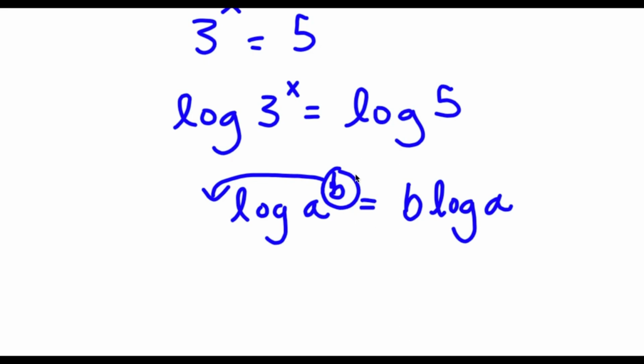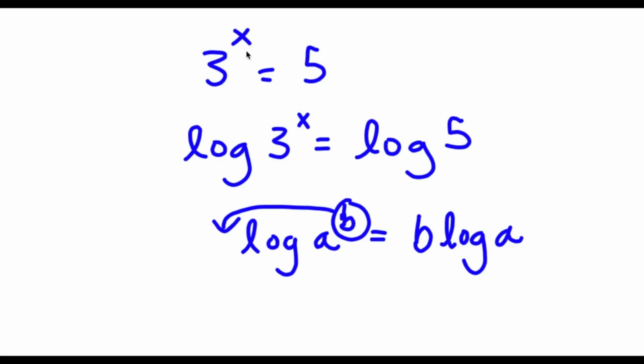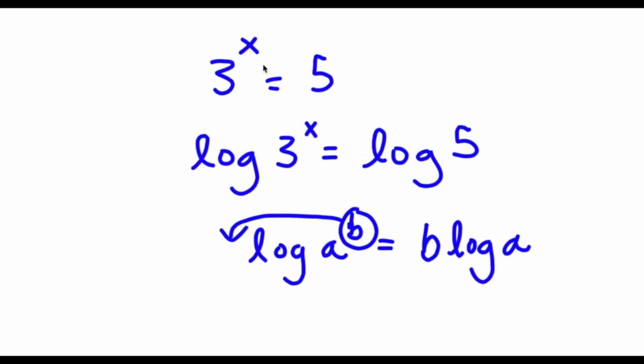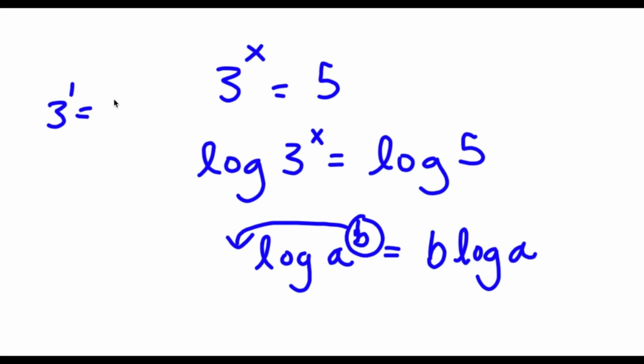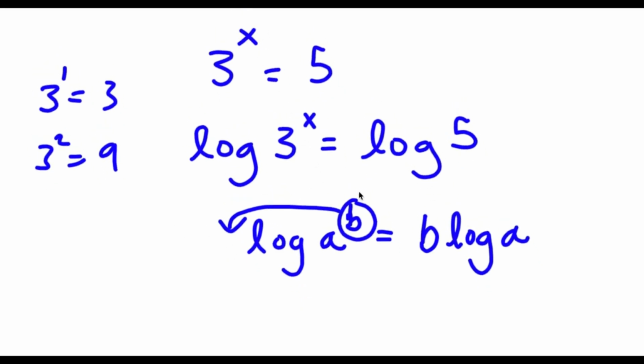And what's so important about this property is that right now, as you see, x here is an exponent. And it's really hard to solve for x right now the way it is because x is actually going to be a decimal. Because we know that 3 to the power of 1 is equal to 3, and 3 to the power of 2 is equal to 9. And 5 is somewhere in between 3 and 9, meaning x is somewhere in between 1 and 2. However, we can't find that exact value the way it is right now. So now that if we move x to the front, now x will be a real term, and it's going to be much easier to solve for it.